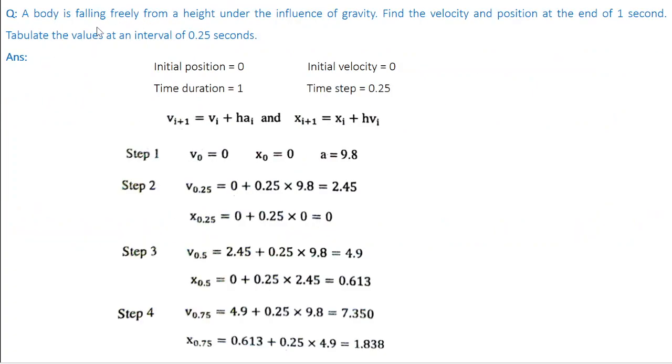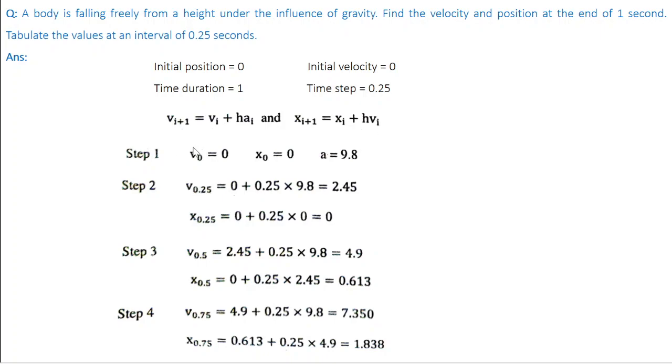The body is freely falling from a height under the influence of gravity. Find the velocity and position at the end of 1 second. Tabulate the values at an interval of 0.25 seconds. So initial position is 0, initial velocity is 0, time duration is 1 second, and time step is 0.25 seconds. So we know the equations. Vi plus 1 equal to Vi plus h into Ai, Xi plus 1 equal to Xi plus h into Vi.